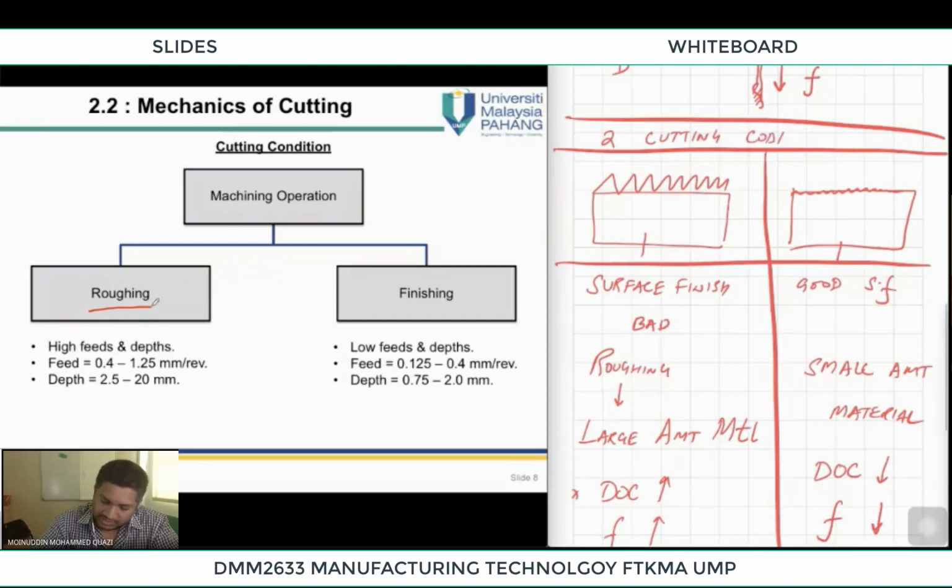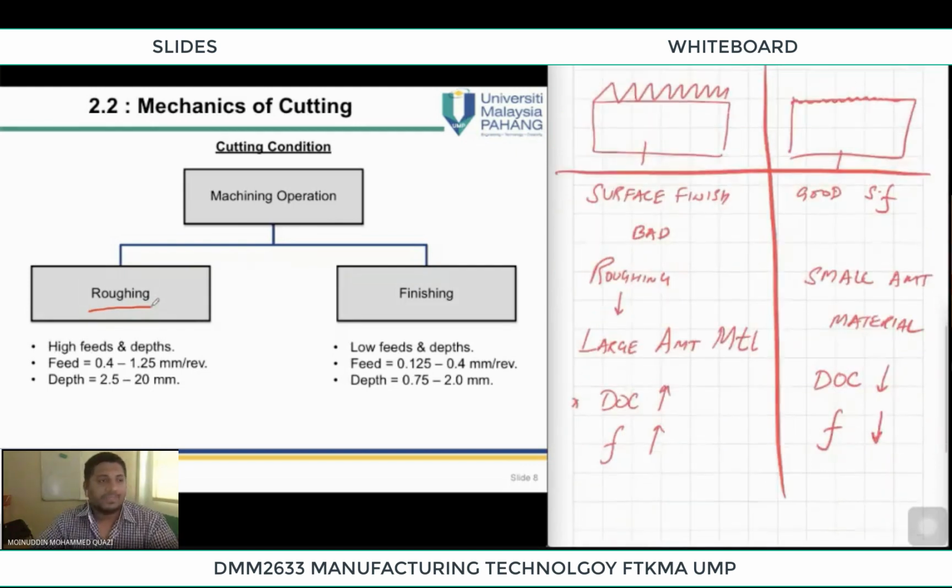So these are two cutting conditions. So I can ask you guys, what are the conditions in which rough surface and smooth surfaces form?